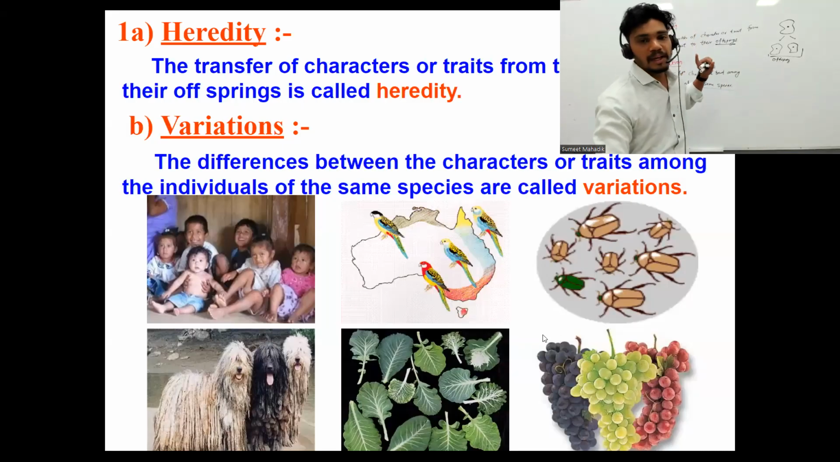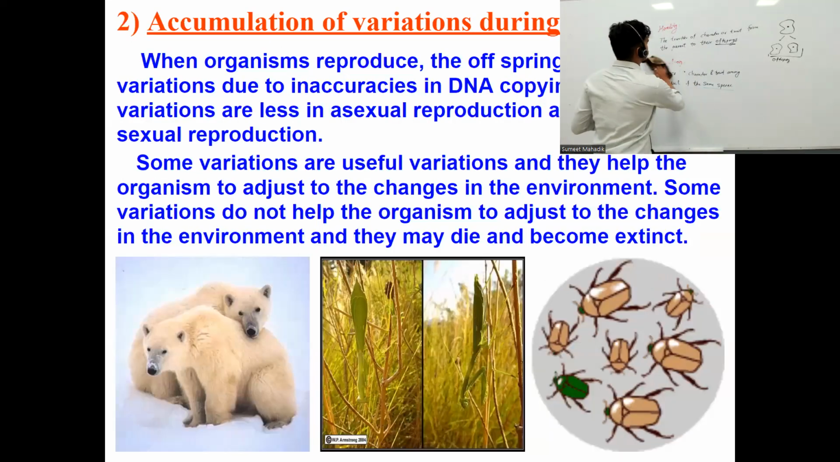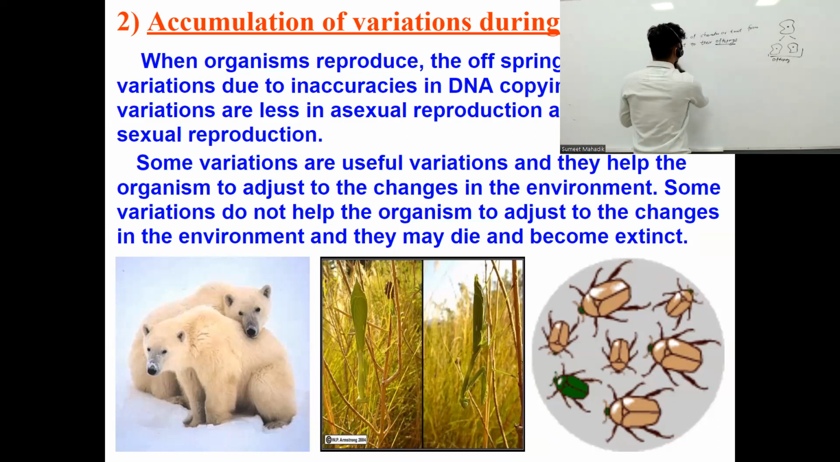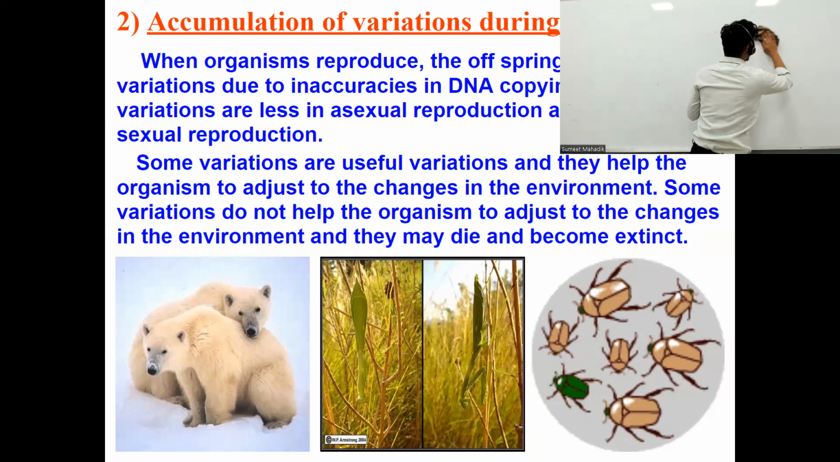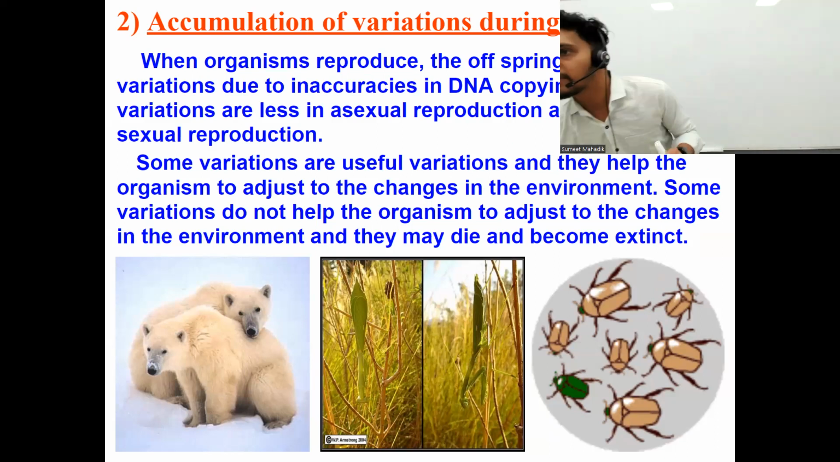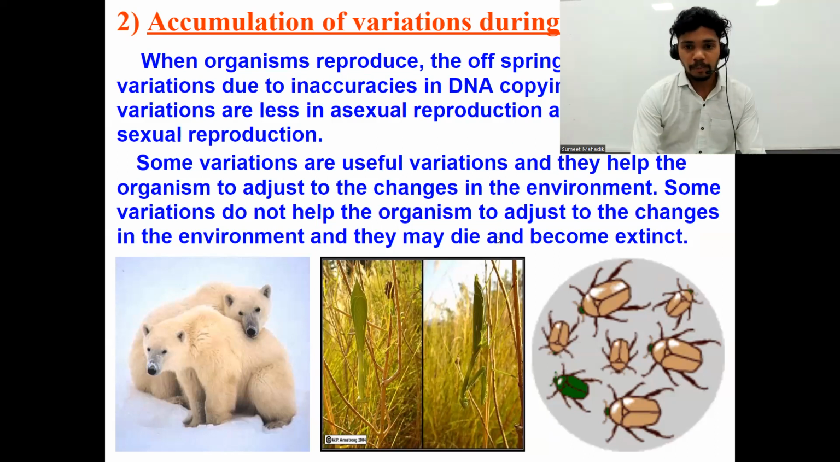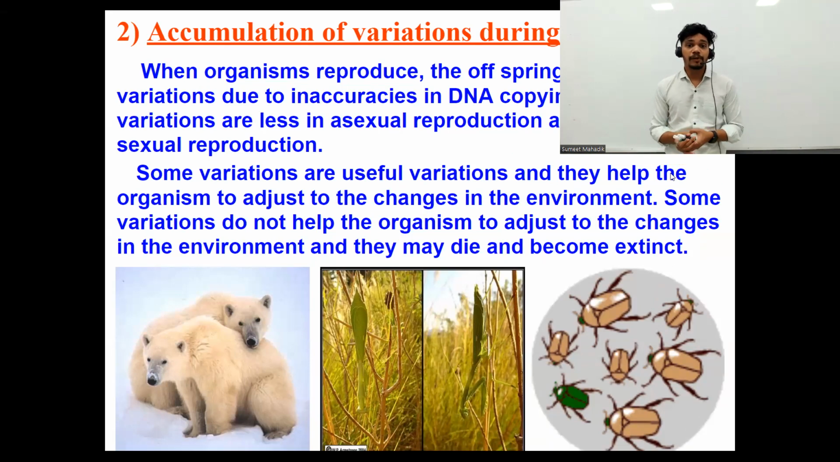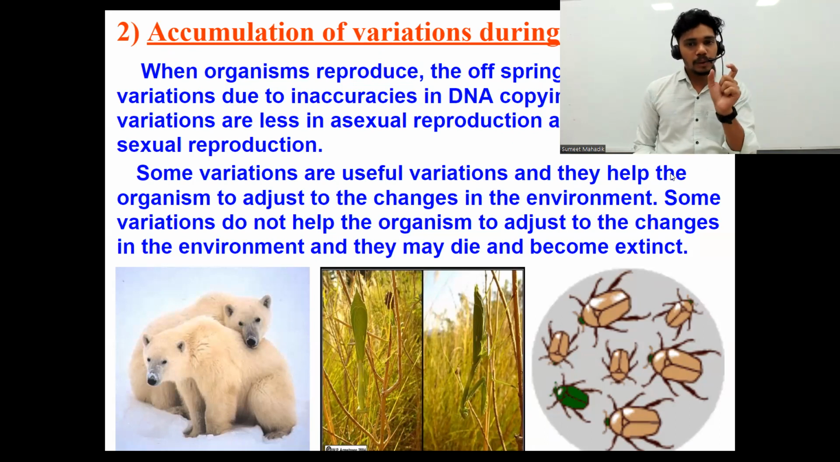Now we talk about heredity and variations. Let's talk about the accumulation of variation. What is accumulation? Tell me. If you find some African area where all the communities, all the males and females, have the same characteristics, that's accumulation, right? One particular area. So when organisms produce different offspring, they show minor variation due to inaccuracy in the DNA copying. Your answer is here.